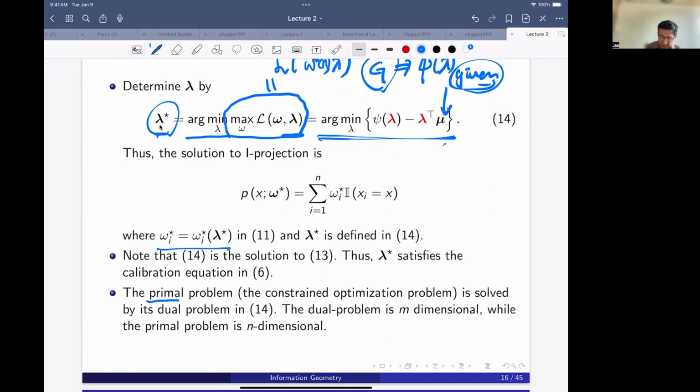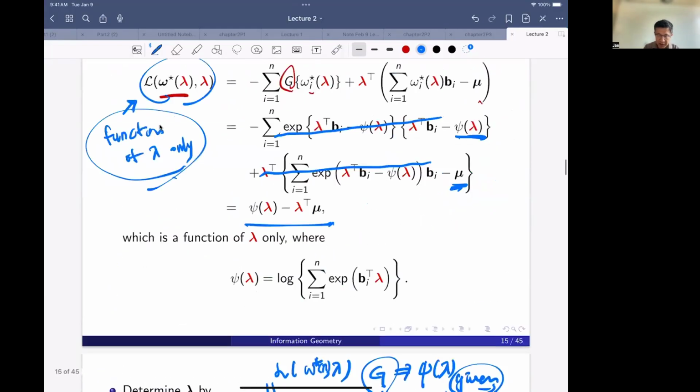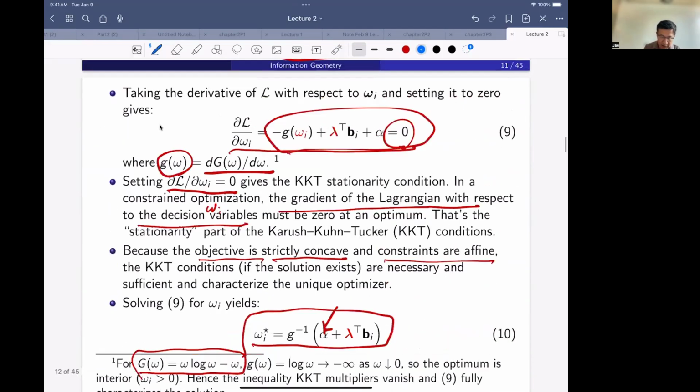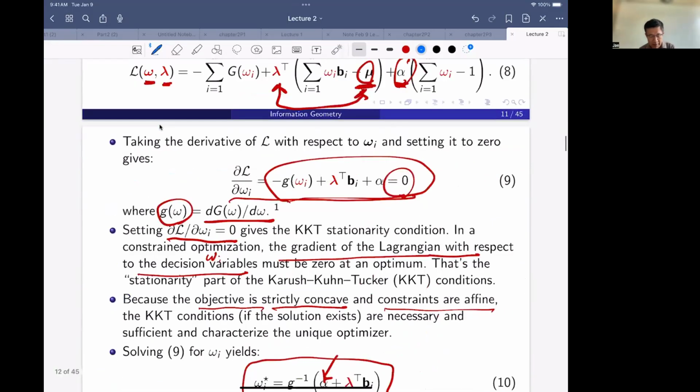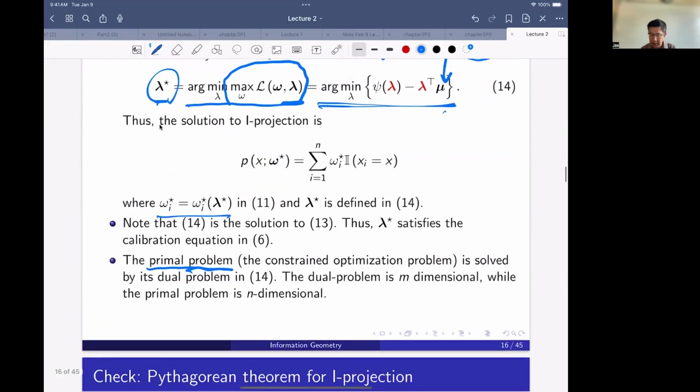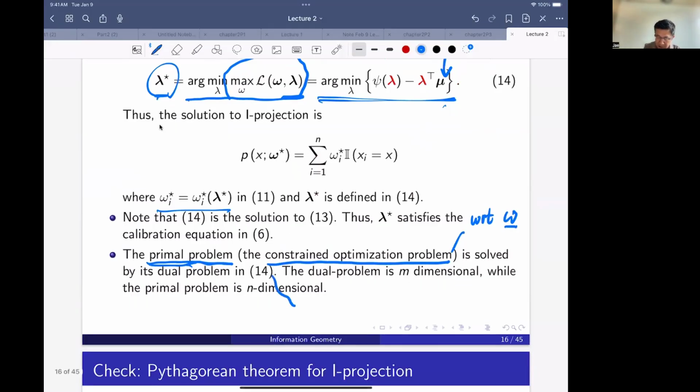So the primal problem, see, in the very beginning, this is the description of the primal problem. The primal problem is a constrained optimization problem with respect to omega. Okay, and now the dual problem is unconstrained. So the primal problem is solved by its dual problem in 14, which is with respect to lambda.